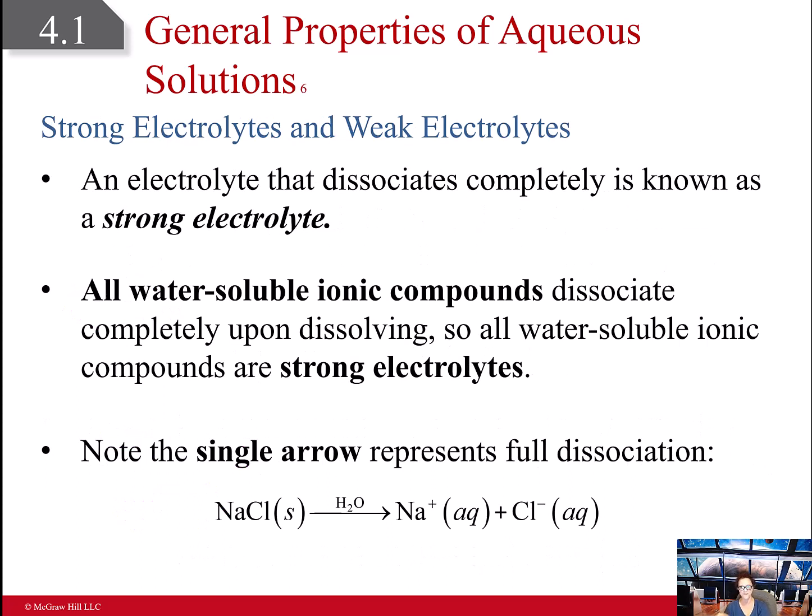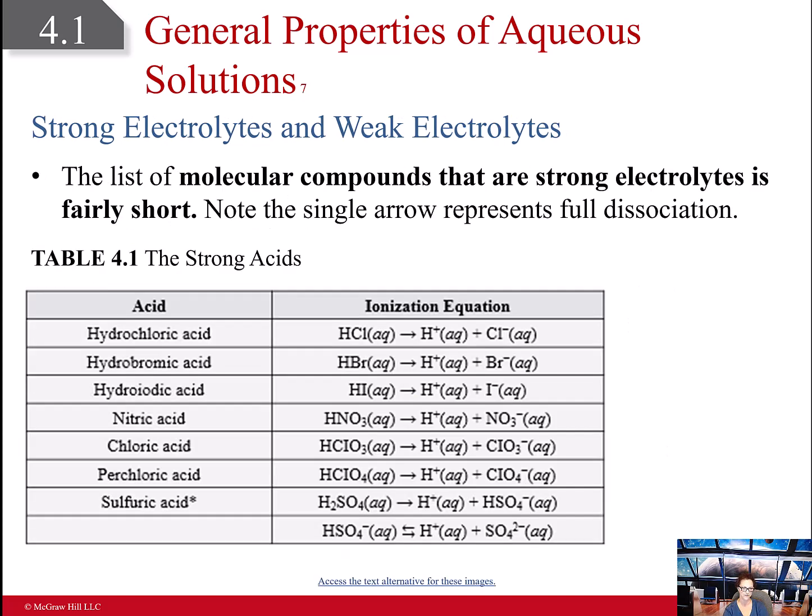An electrolyte that dissociates completely is a strong electrolyte, and you're going to see a single arrow showing that it completely dissolves and all the solid NaCl becomes a sodium ion and a chloride ion. All water-soluble ionic compounds dissociate completely when you dissolve them, and they are all strong electrolytes, and those are going to be the strongest ones you see usually.